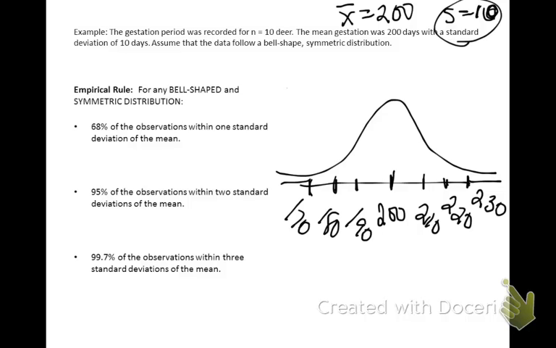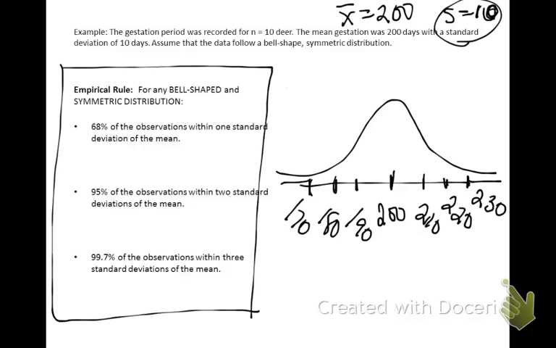The empirical rule is this entire statement. For any bell-shaped symmetric distribution, 68% of the observations will lie within one standard deviation of the mean. When you read one standard deviation, I want you to think one tick mark. So if we label this on our diagram, between 190 and 210, that would be your one tick mark. We can put in the 68%.